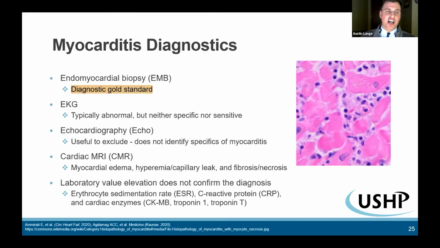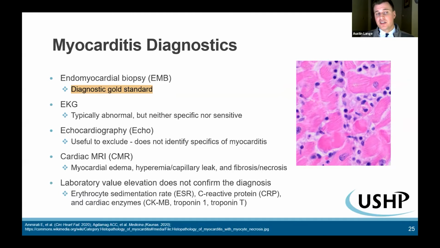As far as diagnostics, endomyocardial biopsy, or EMB, is considered to be the gold standard. What that means is it's an invasive procedure where they take a biopsy of the actual heart tissue. Under histological slides, they see a dense inflammatory cell infiltrate with neutrophilic predominance, as showcased here. This isn't specifically COVID-19, but this is what you would see on a histological slide.